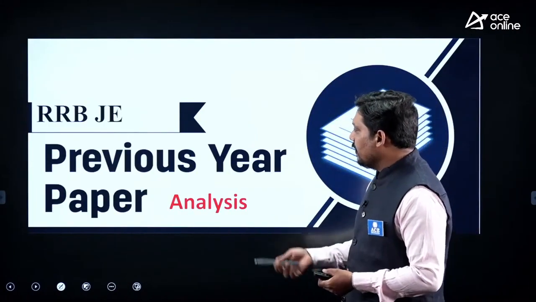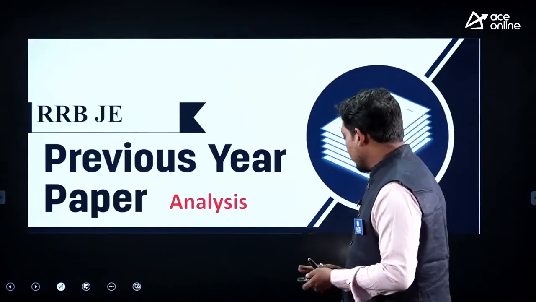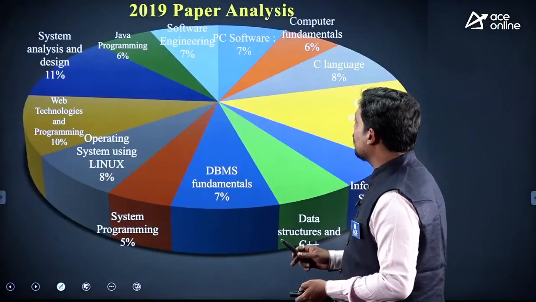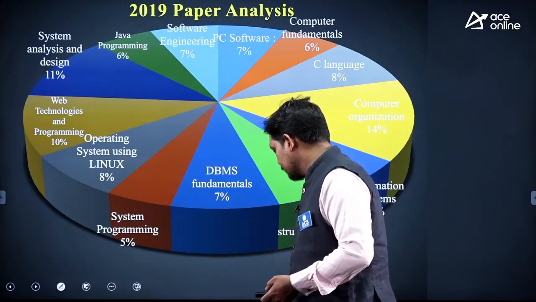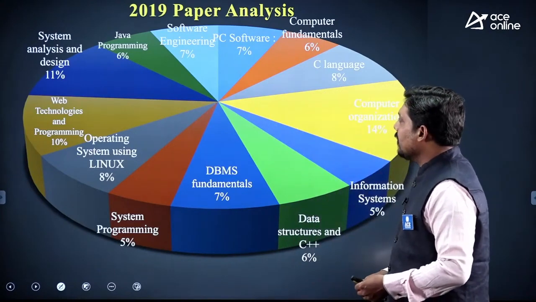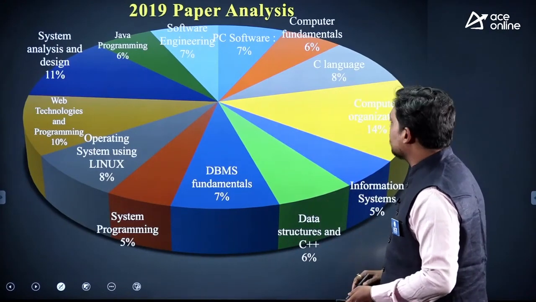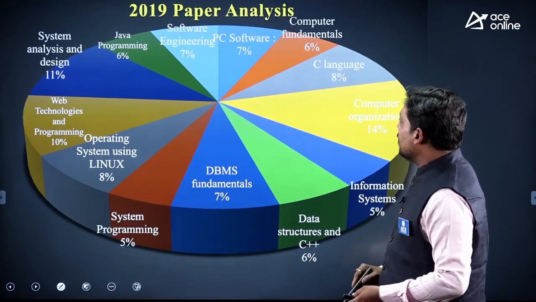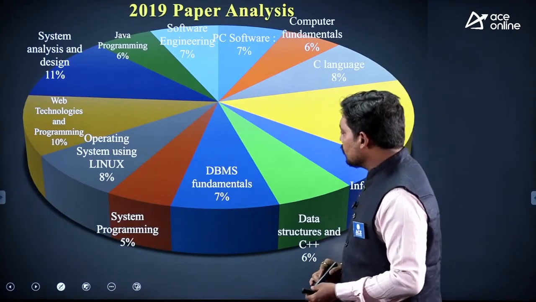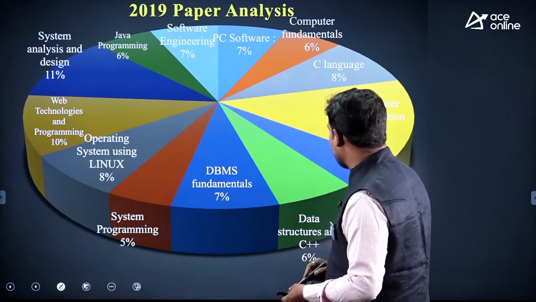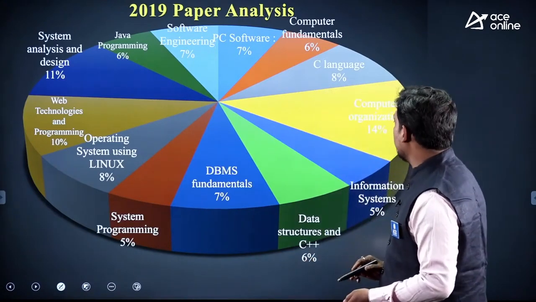Now, I'll begin with a small analysis of the paper, and this paper is from 2019. Here you can see that all the subjects have almost equal weightage.